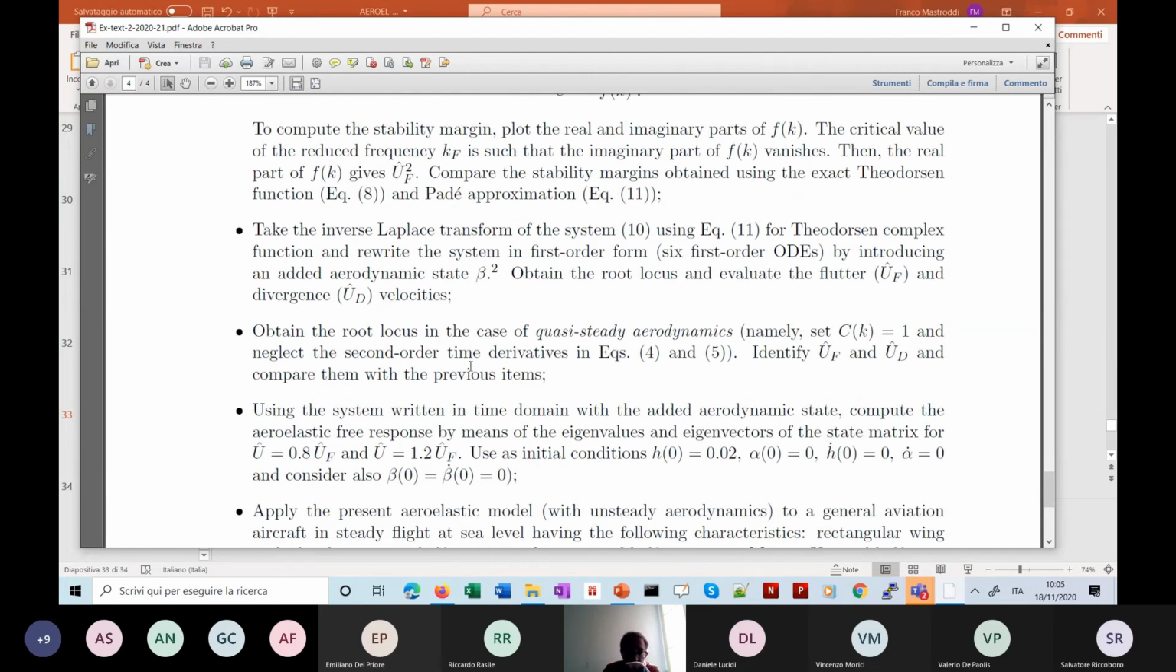Okay? So these other points are simplified points. For example, in this point here, I asked you to have a very simplified case with C(k) equal to 1, but I will show you this in detail in our lecture in the afternoon. So I want to stop here. I'm sorry for this delay, 5 minutes. And now we are able to understand completely the exercise number 2.